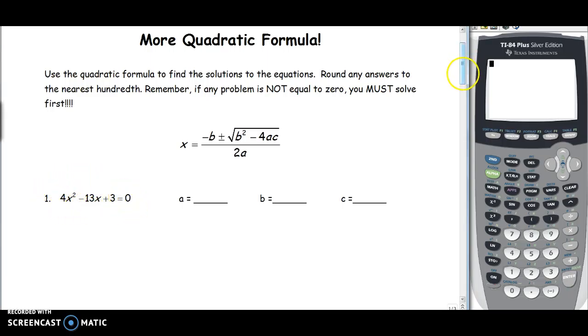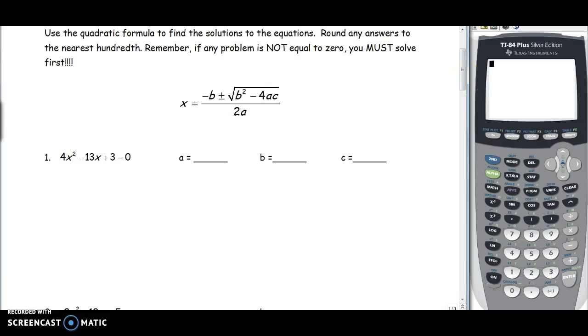This is written in standard quadratic form, so this is a problem like we would have had yesterday. What we have to do is identify A, B, and C. If you remember, A is in front of the x squared, B is in front of the x, and C stands alone. So A is 4, B is negative 13, and C is 3. Now we need to substitute the variables into the quadratic formula. Remember, everything else stays the same.